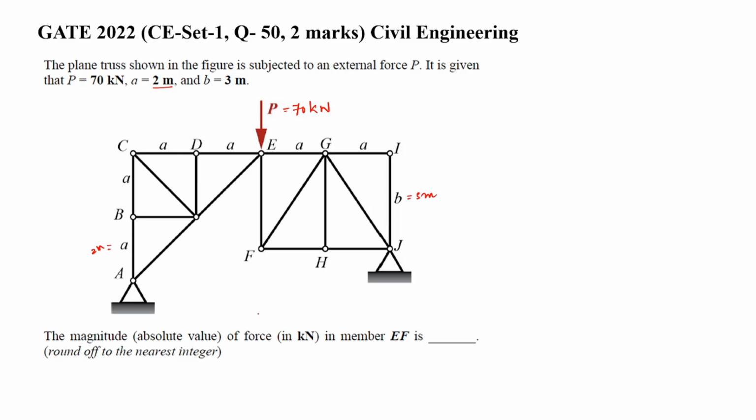Now the magnitude, the absolute value of force in kilonewton in the member EF, is how much? It is to be rounded off to the nearest integer. So for these kinds of sections, trusses, when they are given, we can find out forces in the members by using some techniques: method of joints or method of sections.